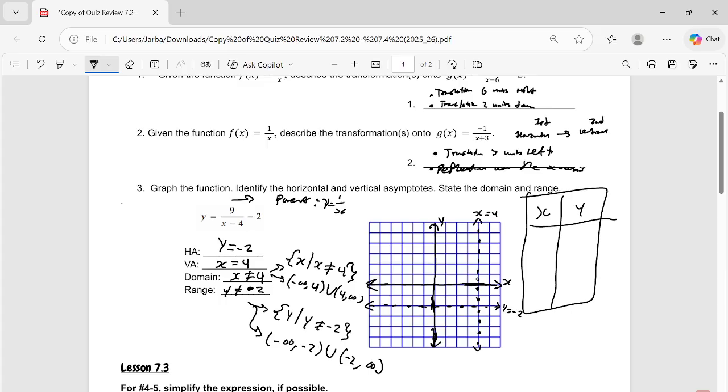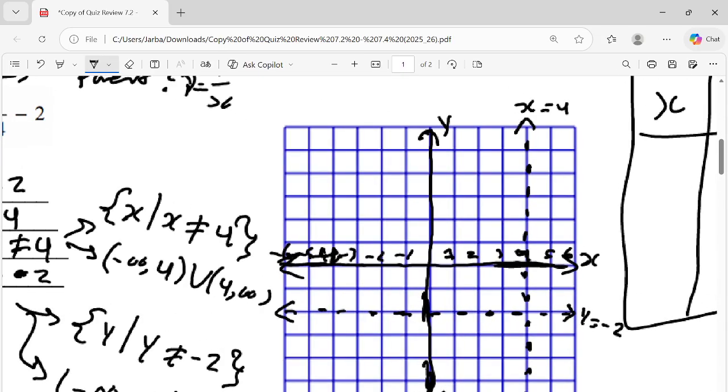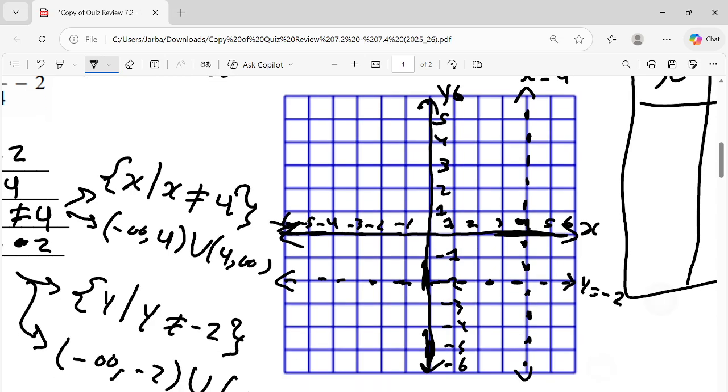Let me just label the axes: 4, 5, 6, -1, -2, -3, -4, -5, -6. This is 1, 2, 3, 4, 5, 6, and -1, -2, -3, -4, -5, -6. Alright.